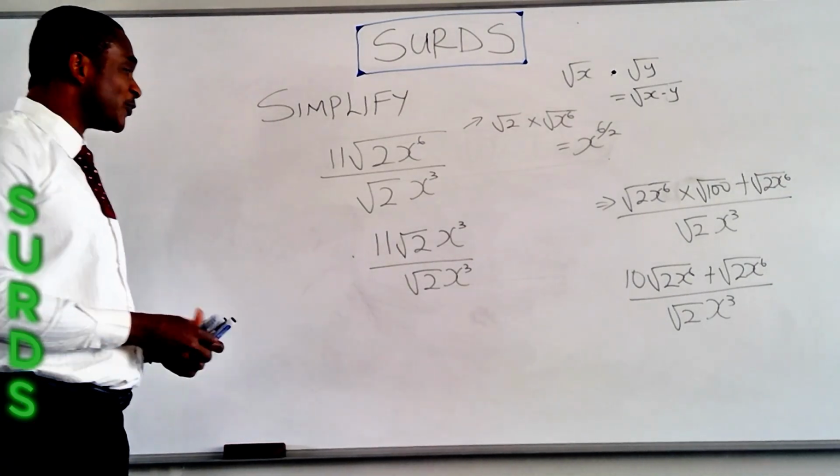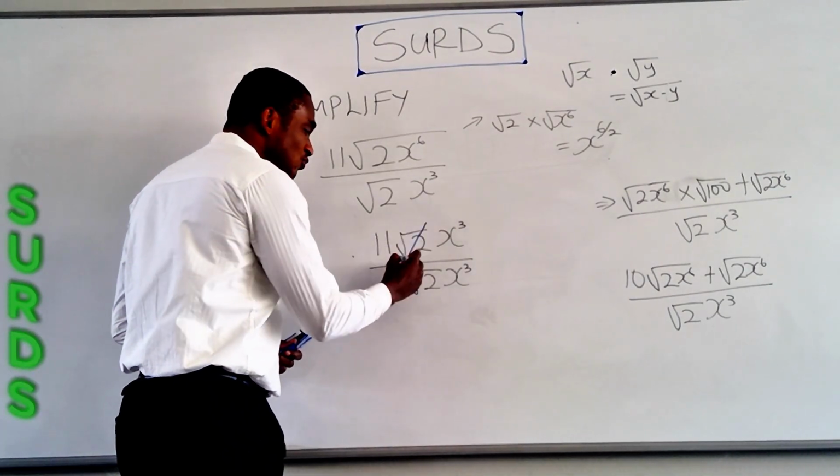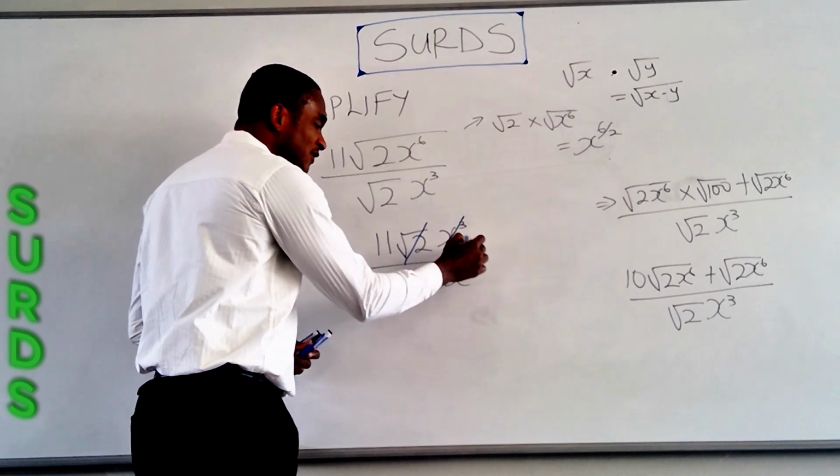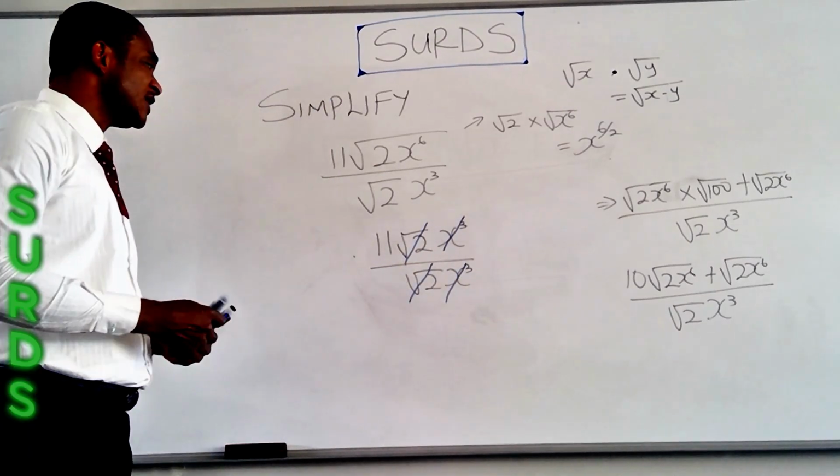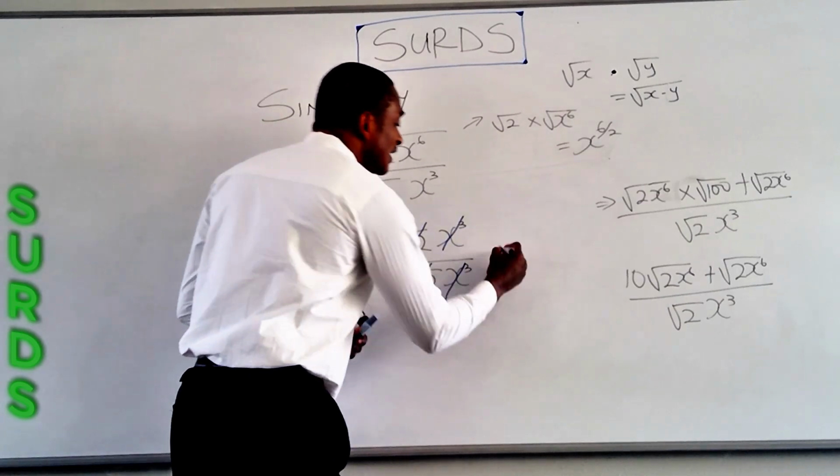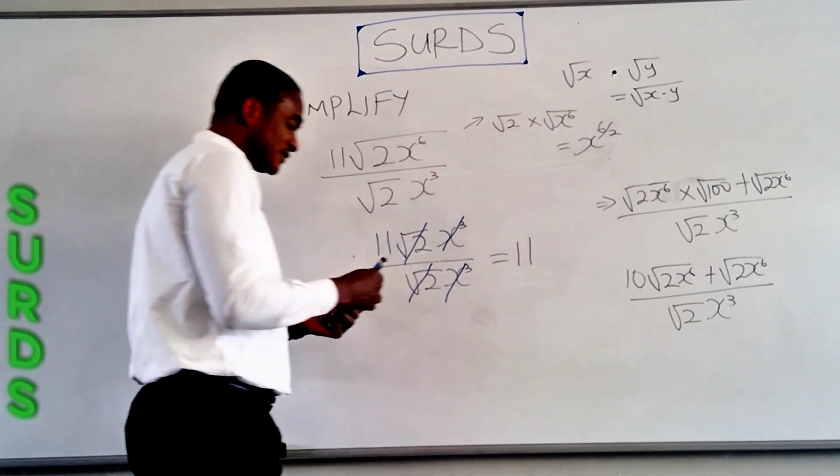This solves our problem. Root 2 will cancel out root 2, x to the power of 3 will cancel out x to the power of 3, and our final answer will be 11.